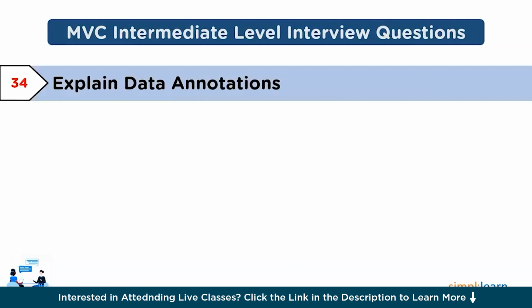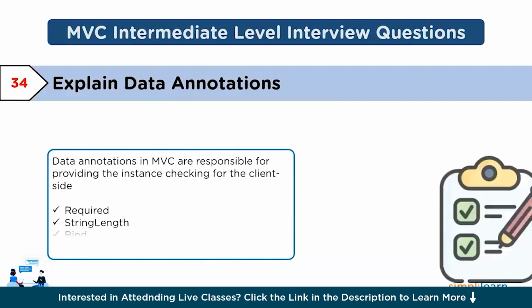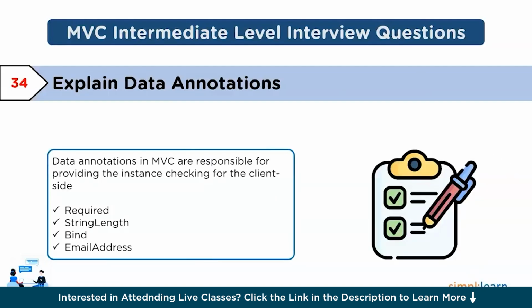Explain data annotations. Data annotations in MVC are responsible for providing the validation checks for the client side. MVC provides various data annotations. Some of them are: Required is used to indicate the property of the required field. StringLength is used to indicate the string length. Bind is used to include or exclude the binding parameters. EmailAddress is used to validate the email address.